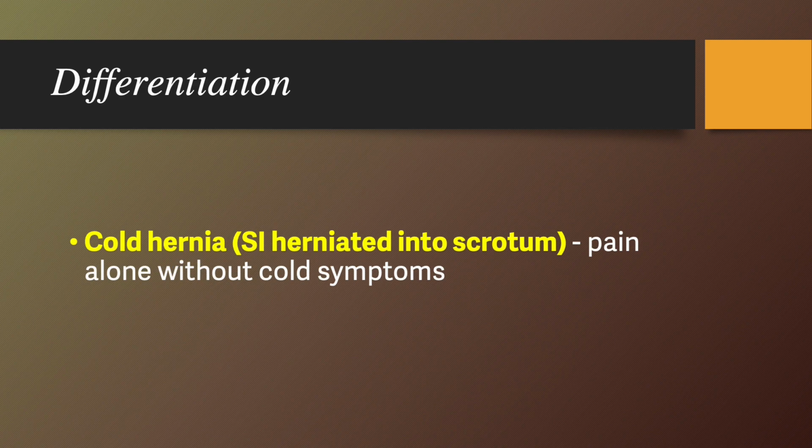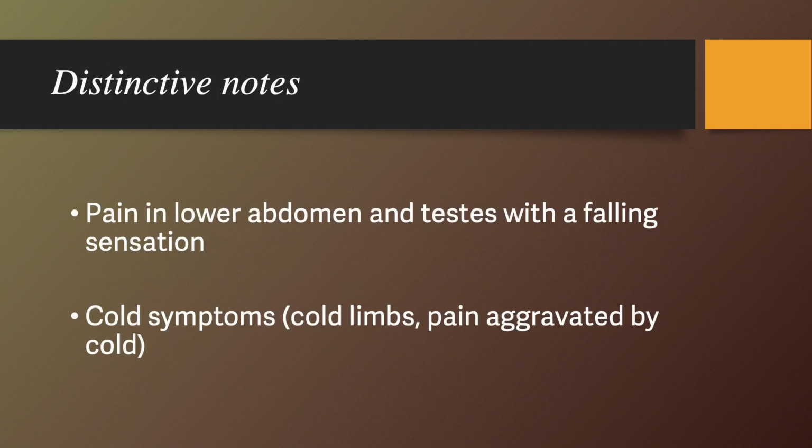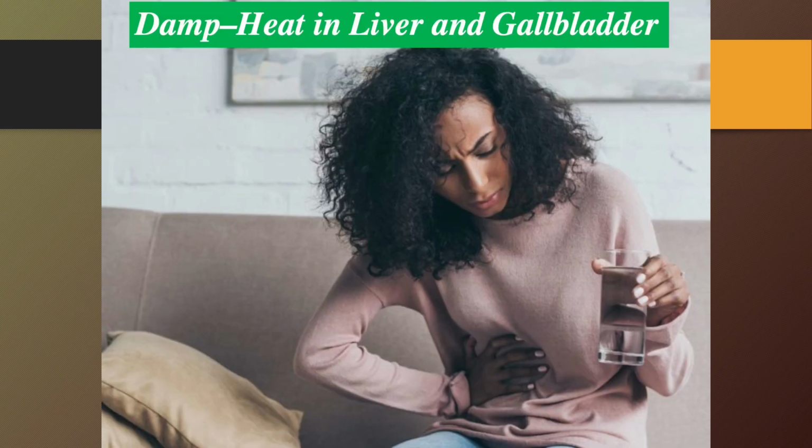This pattern should be distinguished from cold hernia, also known as the small intestine herniated into the scrotum. Cold hernia is marked by pain alone without cold symptoms. This pattern is distinctively marked by pain in the lower abdomen and testes with a falling sensation, as well as cold symptoms such as cold limbs, and the pain can be aggravated by cold.